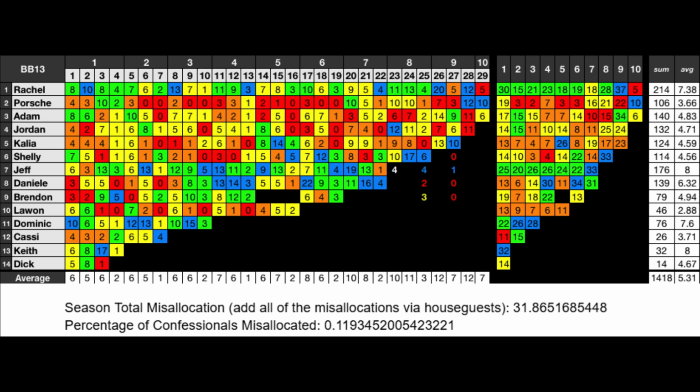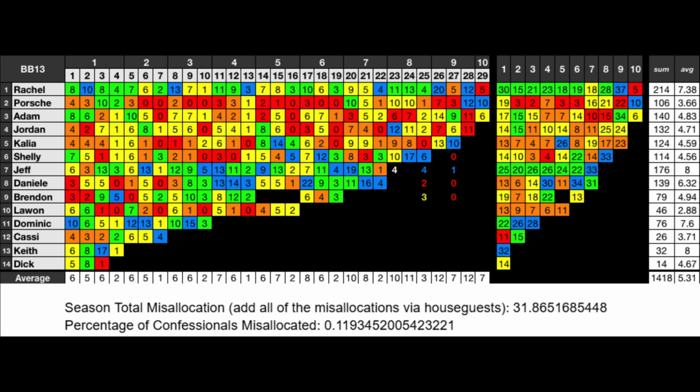With the season total misallocations, which is all the misallocations by Haskins added together, we have a number of 31.86. And then once you divide that by the total sum, or the sum by episode, you have a percentage of total misallocated confessionals being 0.11. I don't think you guys get what this means. This means 11% of the diary rooms and confessionals this season are misallocated and are hugely imbalanced. This is definitely one of the larger numbers so far.